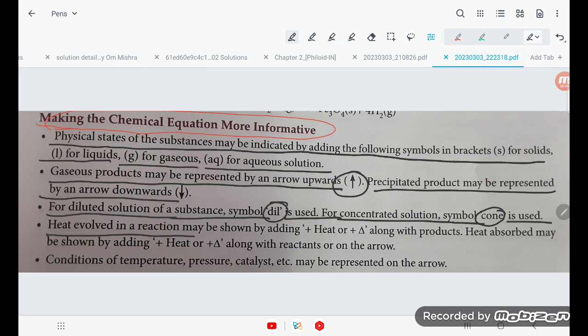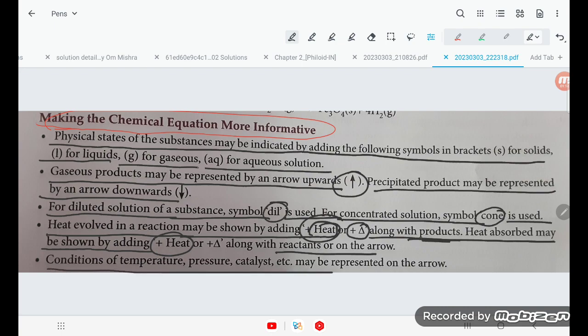Heat evolved in the reaction may be shown by adding a heat positive or plus delta along with the product. Heat absorbed may be shown by adding minus heat or minus delta along with the reactant. So evolve means with the product we have to write, and absorb means with the reactant.